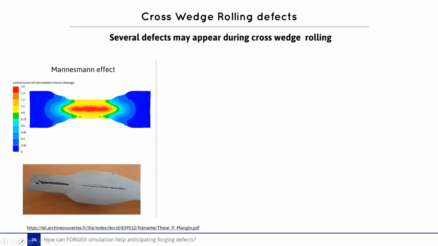In simulation 1, the cross-wedge rolling conditions are close to the risk zone. Then internal cavities can be observed, as we see here on this part. Here, we analyze the results obtained numerically. We can see that we have a Latham-Cockcroft critical value of 1.5 that is present on the center of the part, showing the presence of a risk zone.